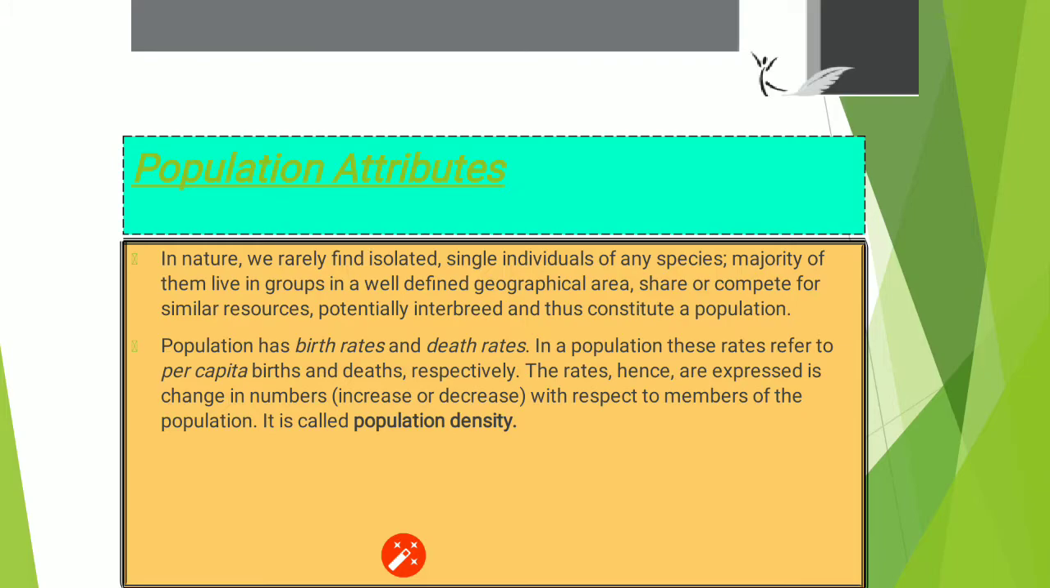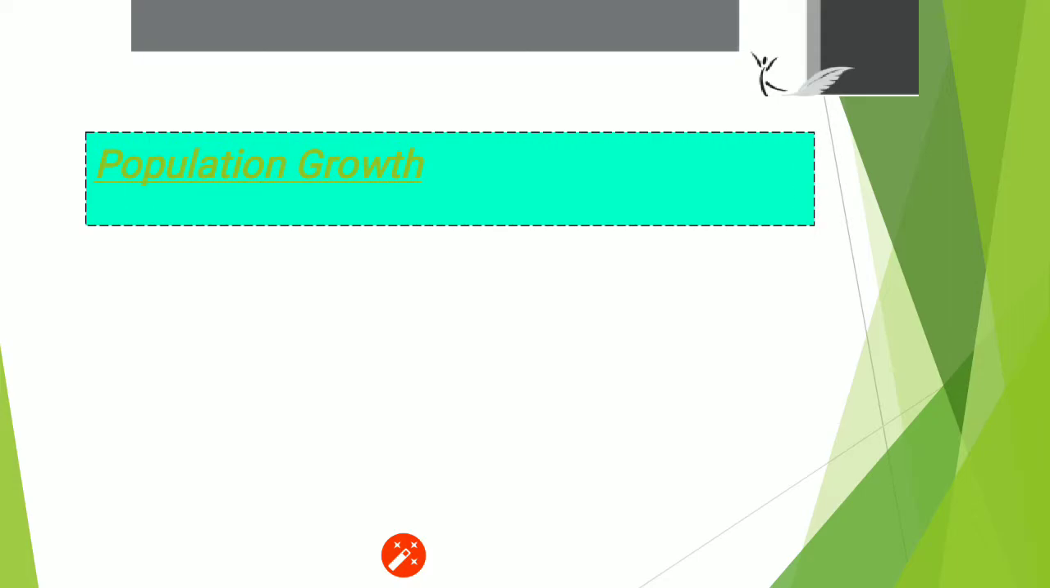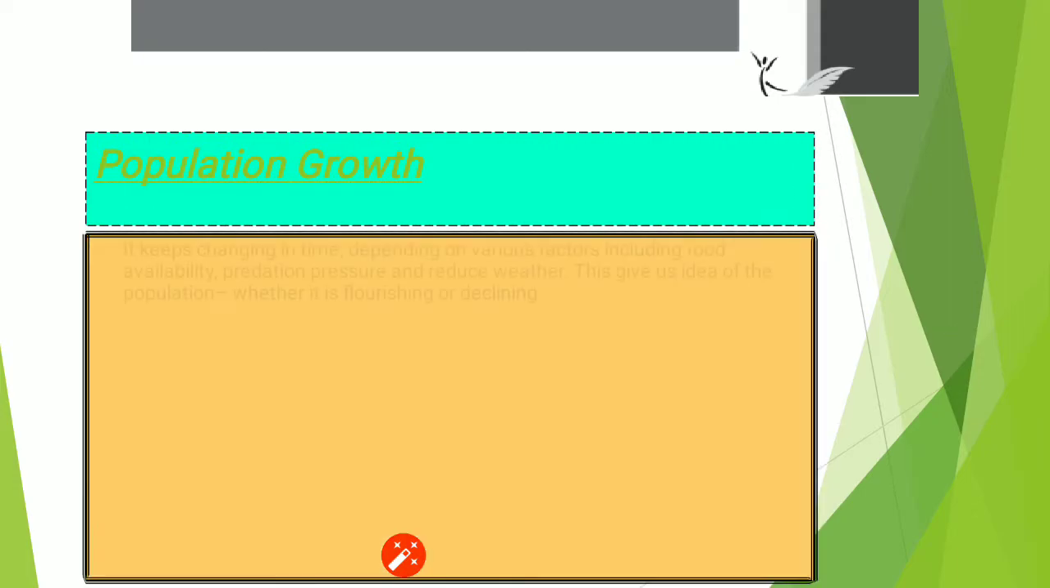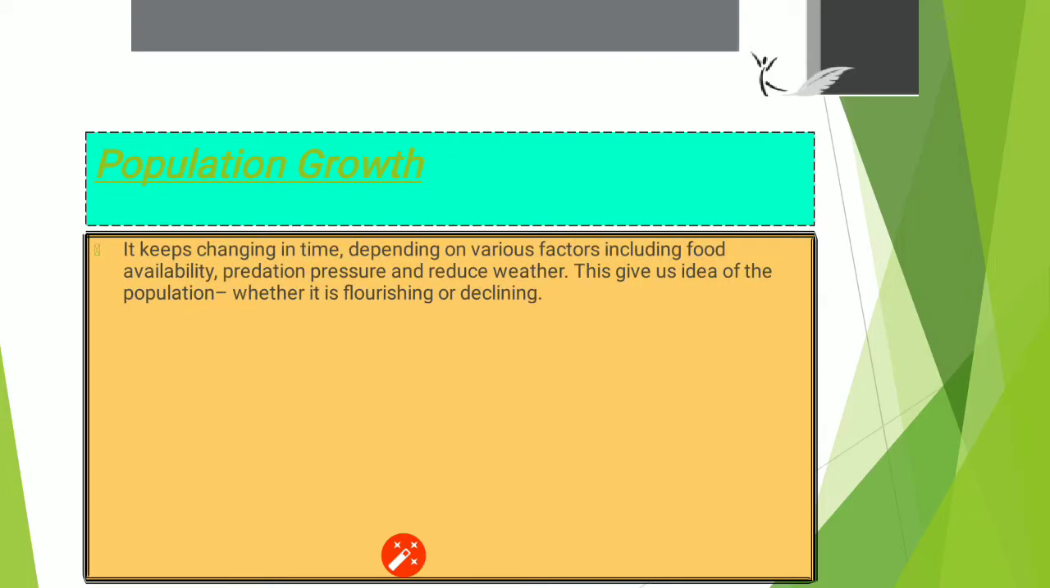The rates hence are expressed as change in numbers, increase or decrease, with respect to members of the population. It is called population density. Now about the population growth. It keeps changing in time depending on various factors including food availability, predation pressure and weather. This gives us an idea of the population, whether it is flourishing or declining.